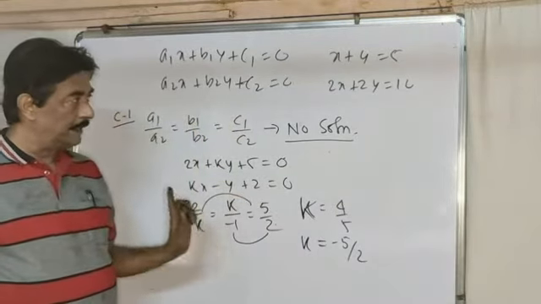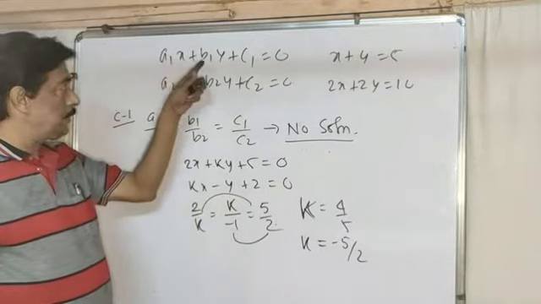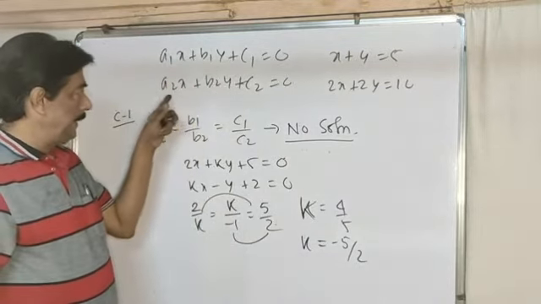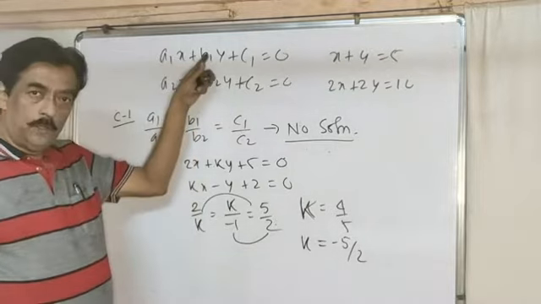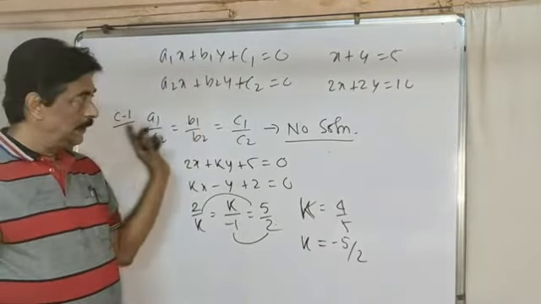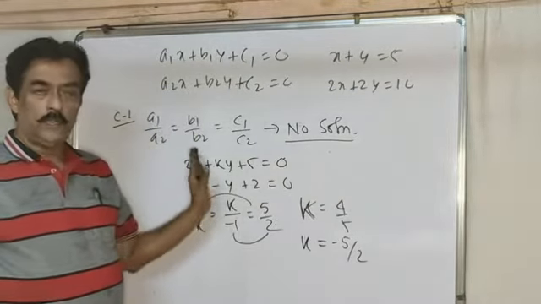Most important question. a1x plus b1y plus c1 equal to 0, a2x plus b2y plus c2 equal to 0. If a1 by a2 equal to b1 by b2 equal to c1 by c2, the equation has no solution because the two equations are identical.